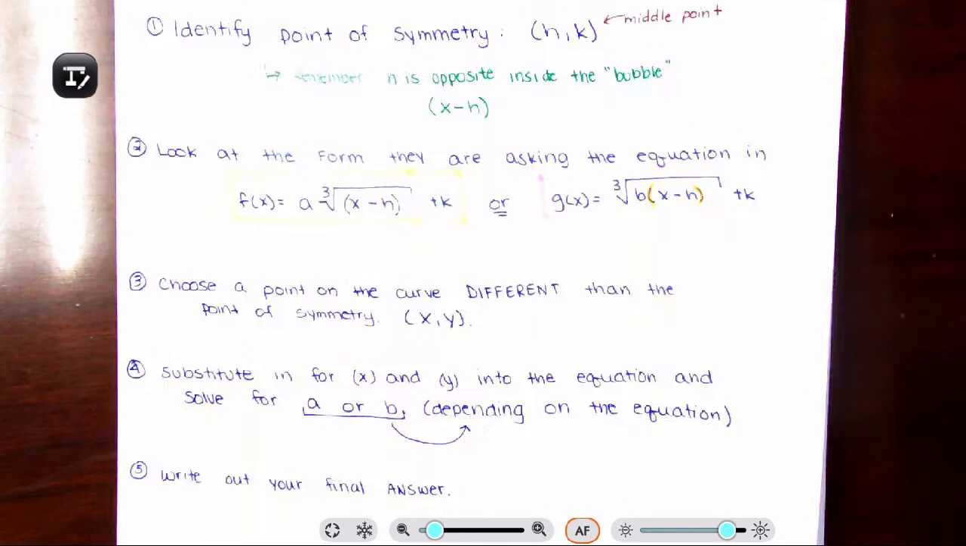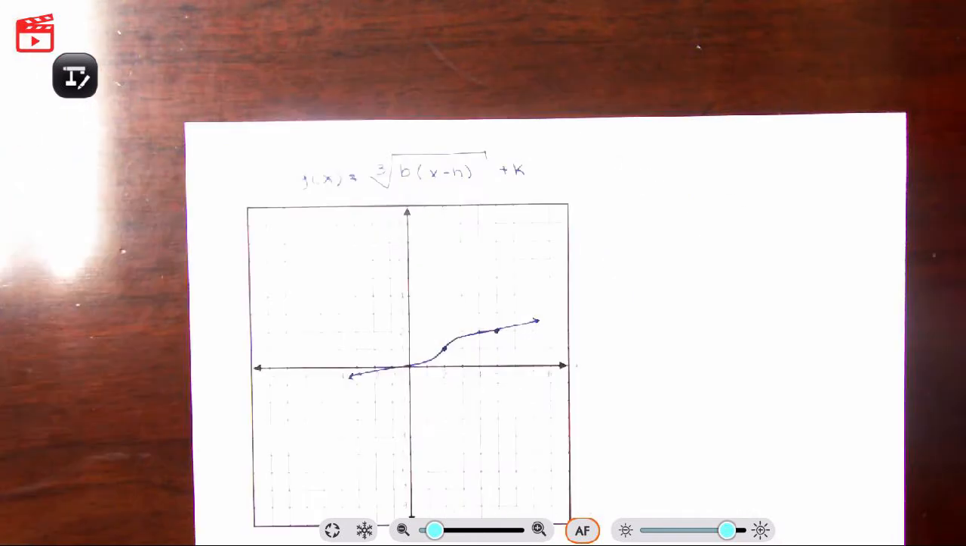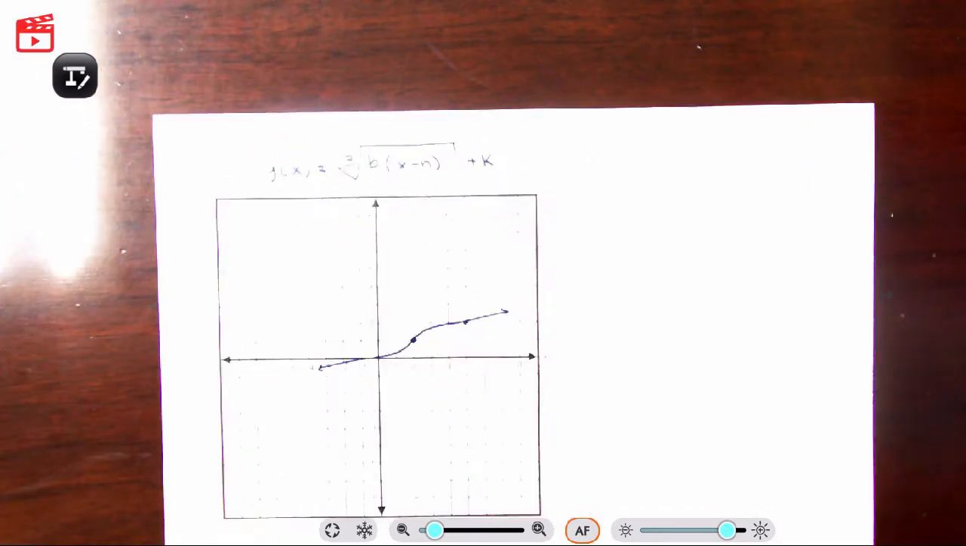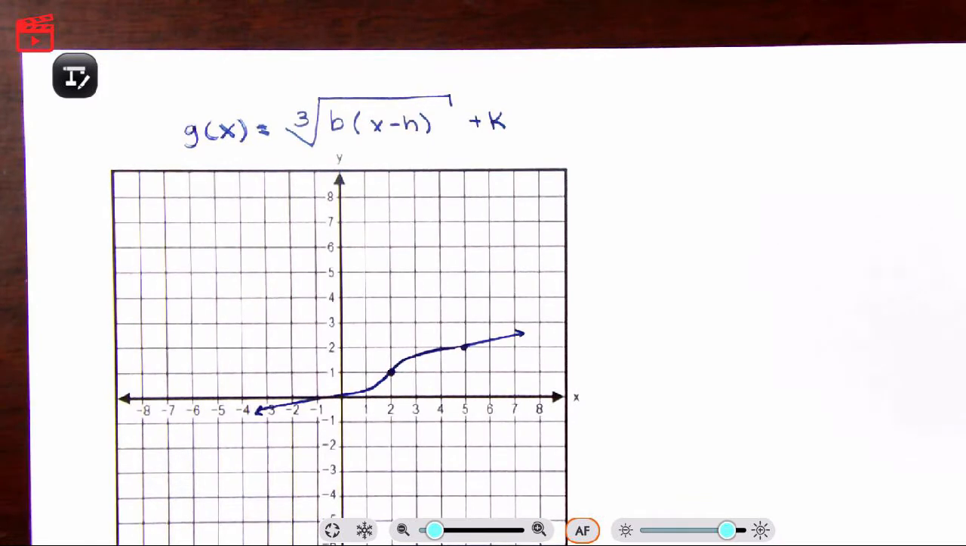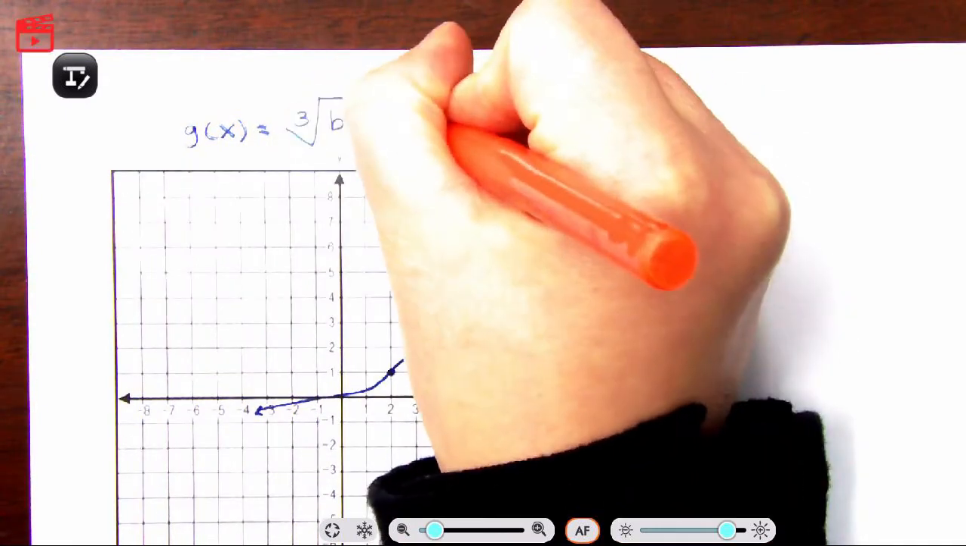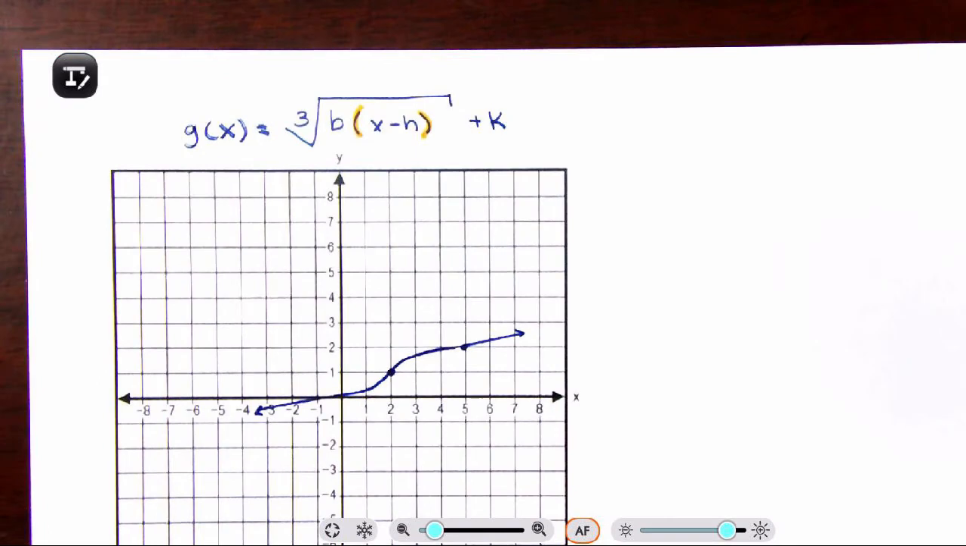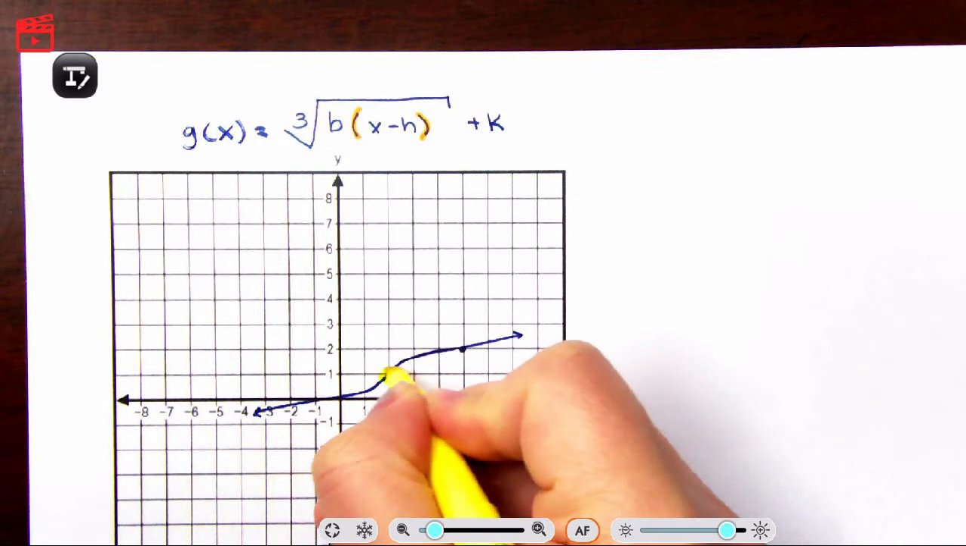All right, let's go ahead and do 2 examples. The first example is they want it in the form of cube root of b times x minus h plus k. Okay, so the first thing we notice is that the x minus h is in a bubble and the b is outside of that bubble. So the first thing, step number 1, is to identify the point of symmetry, which is going to be your middle point. So your middle point is this one here.